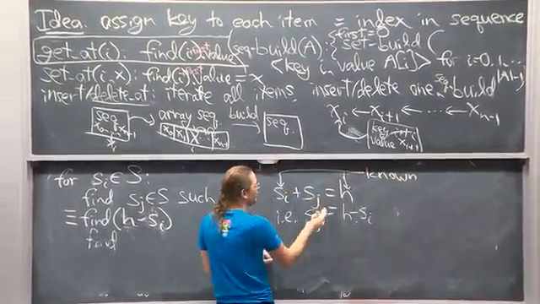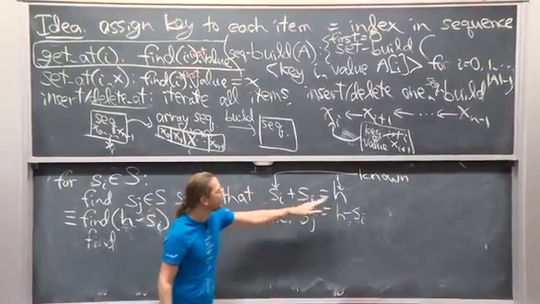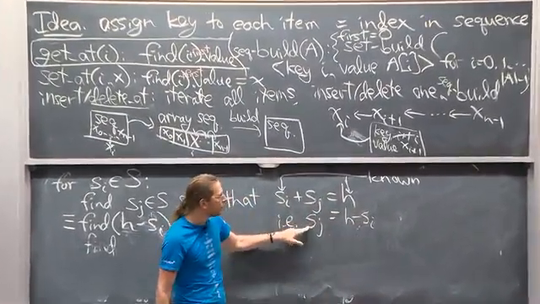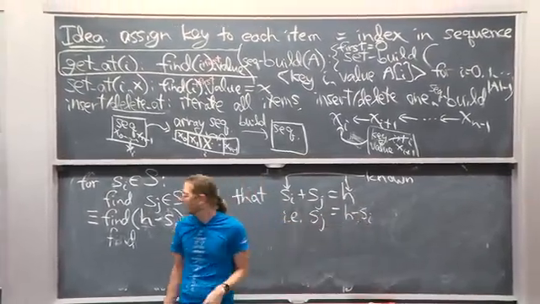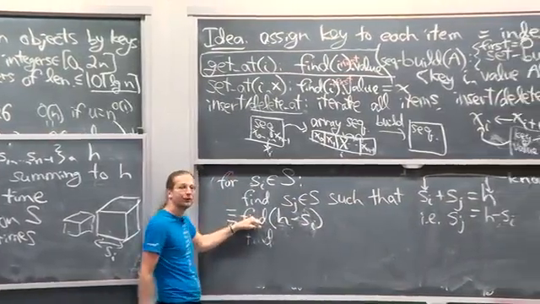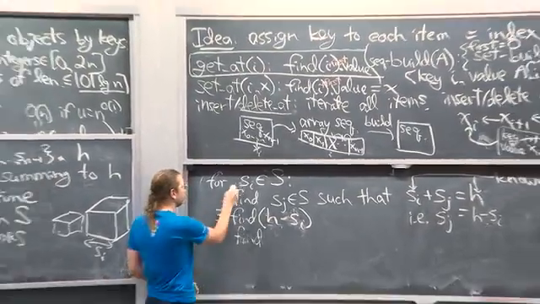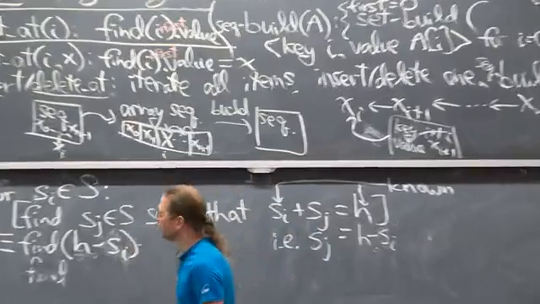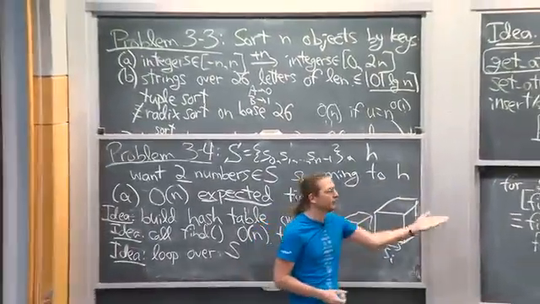And Sj is something we don't know. All that we know is that it's in S. Okay, so we know these two things. So if we bring them over to the same side, we're searching for an unknown thing, which is equal to exactly this thing that we can compute. So we just compute H minus Si. We call find. That will tell us whether there is an Sj equal to this. Okay, so this is like a comment, right? And then this is what we actually do. And if there is a pair of numbers summing to H, this will find it.